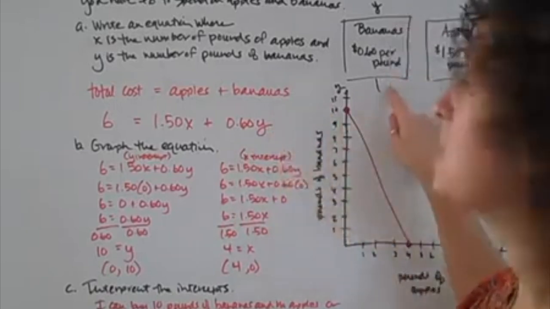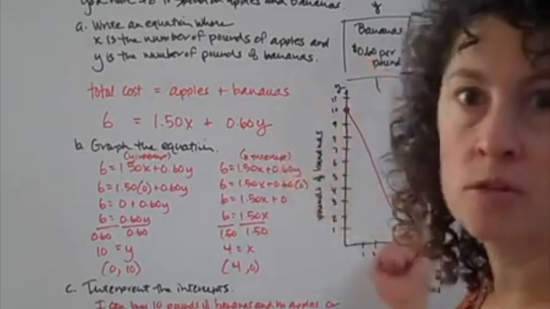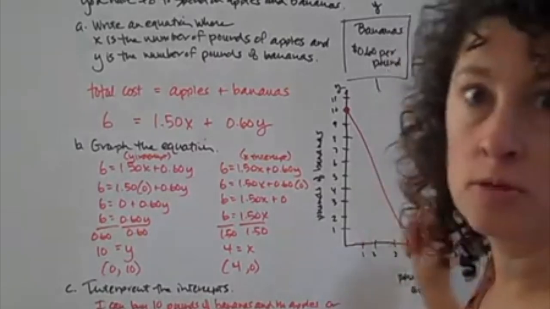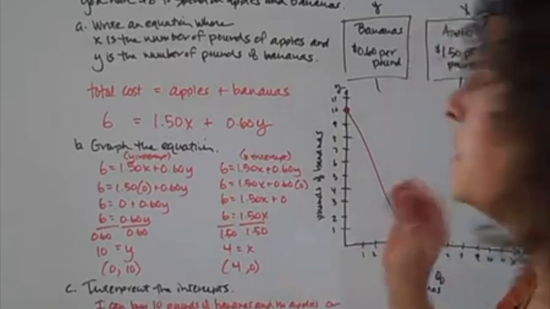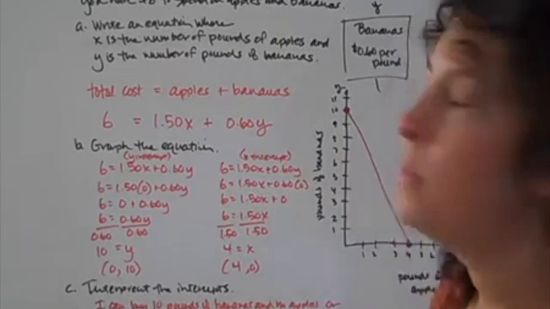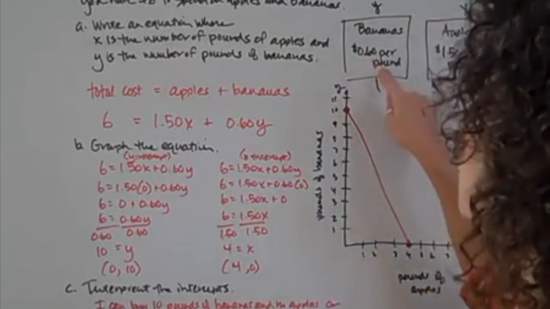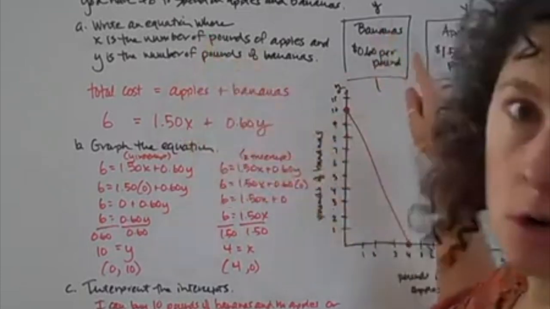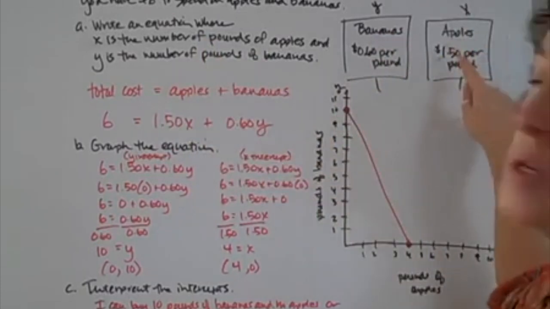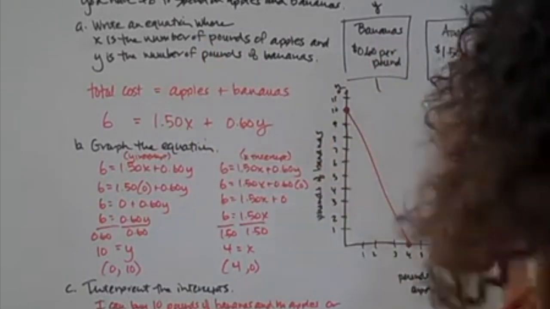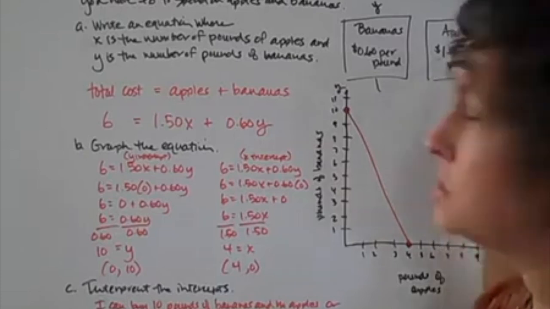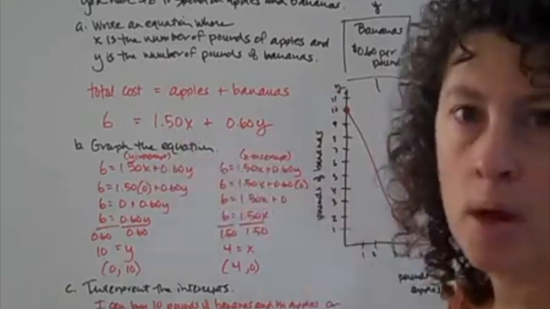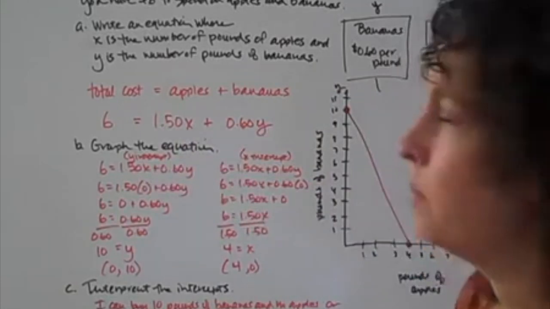Because notice these are rates. 60 cents per pound, that's a rate, dollars per pound. I have $1.50 per pound, that's a rate. And remember that the rate will always tell you what to multiply it by. This says 60 cents per pound. Well, my x's are number of pounds. That was my bananas, sorry, that was my y's. My apple says $1.50 per pound, so this is going to be times my pounds of apples. So I'm going to come up with that $1.50, and my bananas is that 0.60 times my y. Rates will always tell you what to multiply them by.